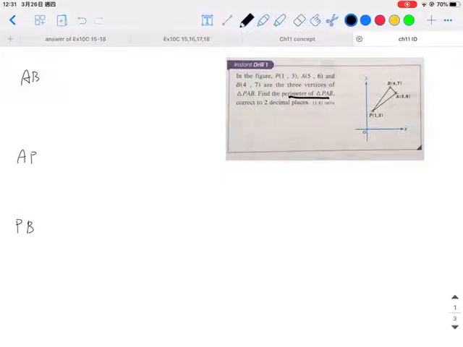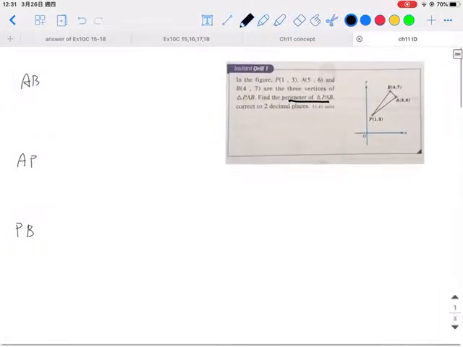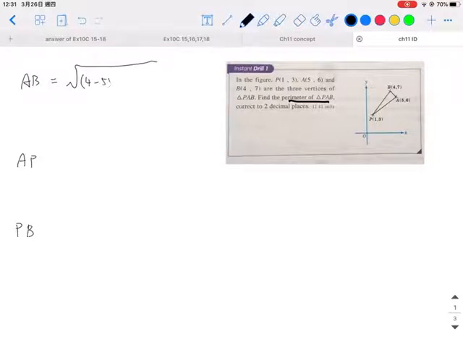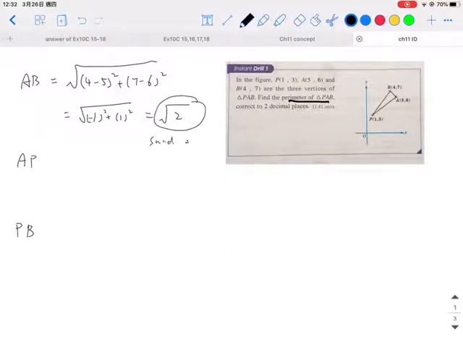For the first one, we apply the distance formula: the square root of (4 minus 5) squared plus (7 minus 6) squared, which equals the square root of 1 squared plus 1 squared, which is square root 2. Pay attention: during the calculation we use the surd form, so we won't use the decimal places form.